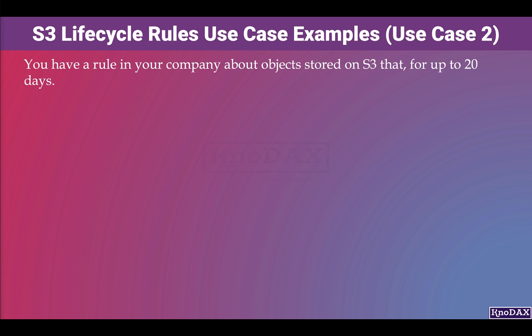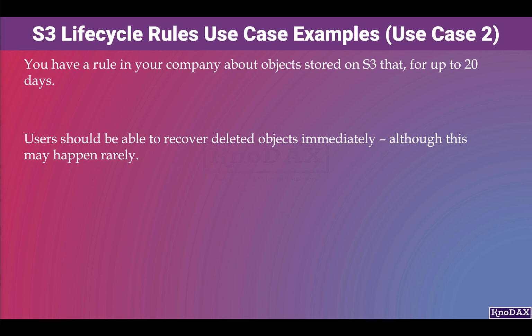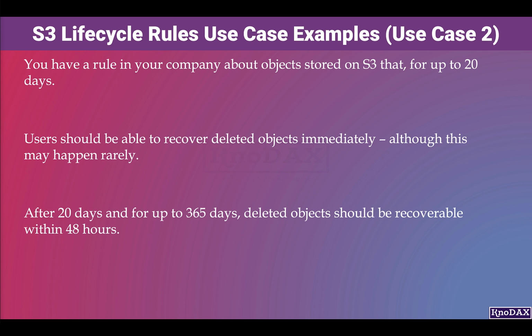In the second use case, you have a rule in your company about objects stored on S3 that, for up to 20 days, users should be able to recover deleted objects immediately, although this may happen rarely. After 20 days and for up to 365 days, deleted objects should be recoverable within 48 hours. How would you design the S3 lifecycle rules for this use case?